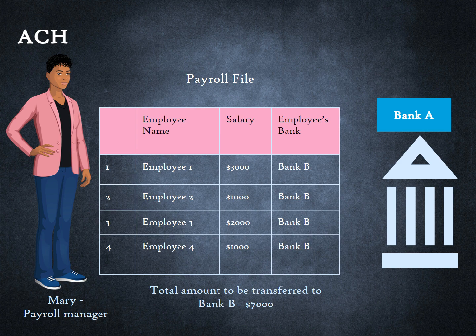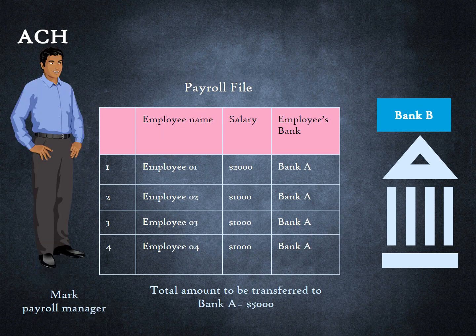The total amount Bank A needs to transfer to Bank B is $7,000. Like Mary, Mark is also a payroll manager but for another company. Mark's firm maintains a bank account with Bank B, but coincidentally, the situation is inverse of Susan's firm. All of the employees at Mark's firm maintain their personal bank accounts with Bank A. Mark sends the payroll spreadsheet to Bank B.